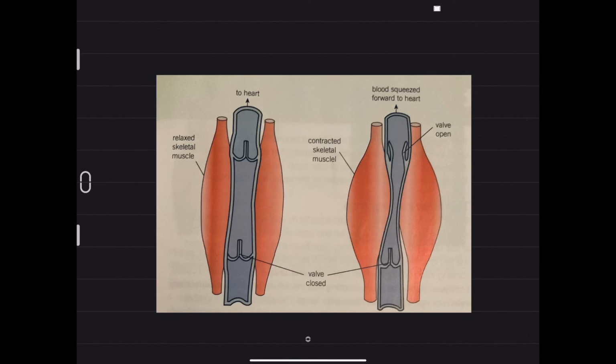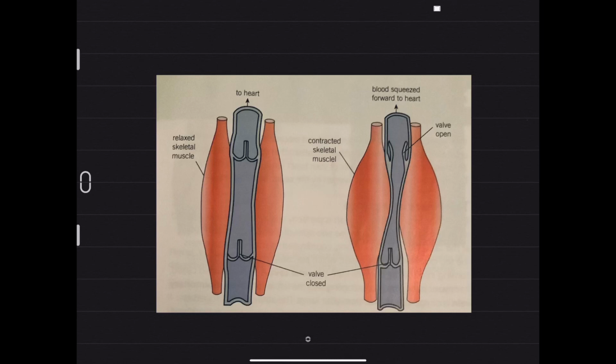In this diagram, we can see how, when the skeletal muscles are relaxed, look at the valves. And when the skeletal muscles are contracted, we can see that one of the upper valves opens, and as the blood is forced through, it opens up the valves and the blood is squeezed forward towards the heart. So this is the role of contraction and relaxation of skeletal muscle to aid the flow of blood back to the heart. And the valves are essential to prevent backward flow of blood.